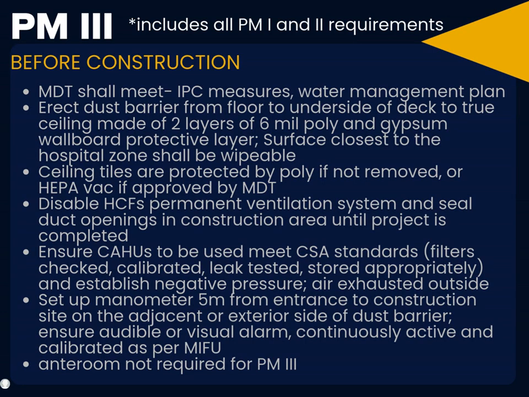The double-layer poly barrier has lap joints, and the entire perimeter, floor, and ceiling is continuously taped. Any penetrations through the poly are sealed on both sides. And remember, all Preventative Measure 1 and Preventative Measure 2 requirements still apply for Preventative Measure 3 projects.